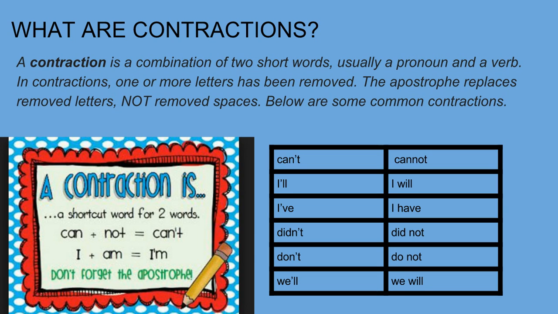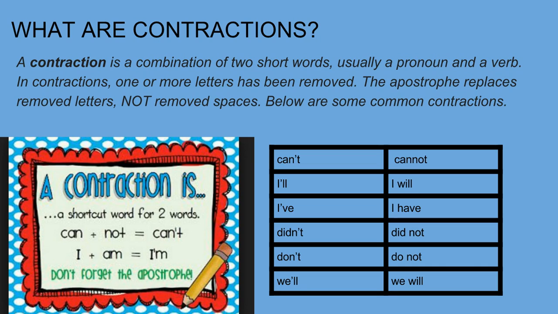A contraction is a combination of two short words, usually a pronoun and a verb. In contractions, one or more letters have been removed. The apostrophe replaces the removed letters, not removed spaces. Below are some common contractions.